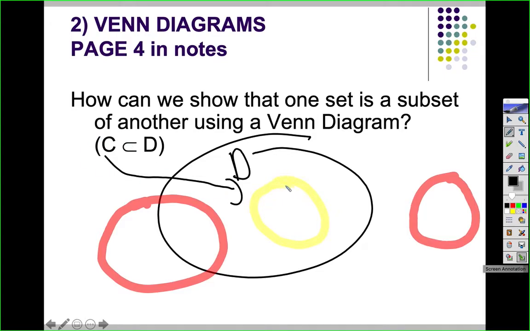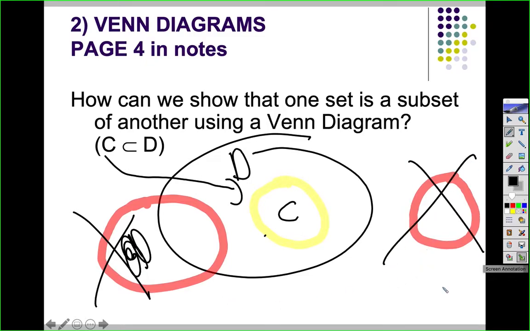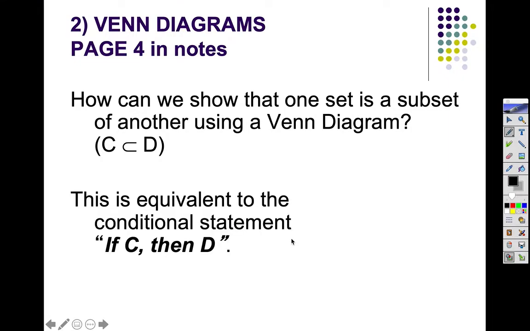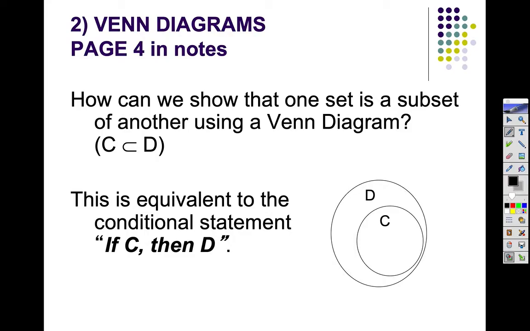C is a subset means everything in set C needs to be inside of D. No exceptions. So having stuff out here, not right. Having nothing overlap, not right. So the answer to subset in Venn diagrams, if something is in C, then it has to be in D, would look like this. The C circle is completely inside the D circle, probably blowing your mind on what you think a Venn diagram is supposed to look like.